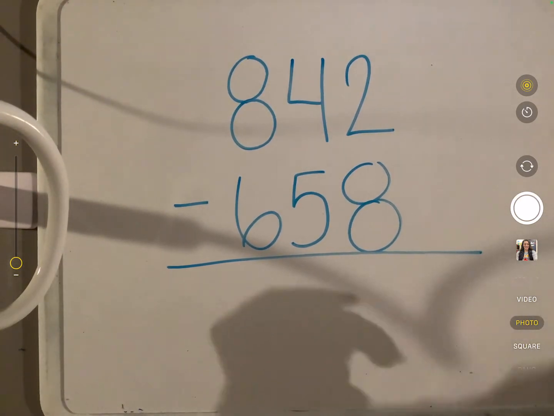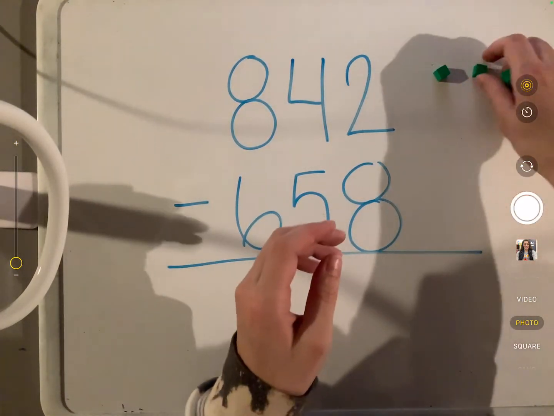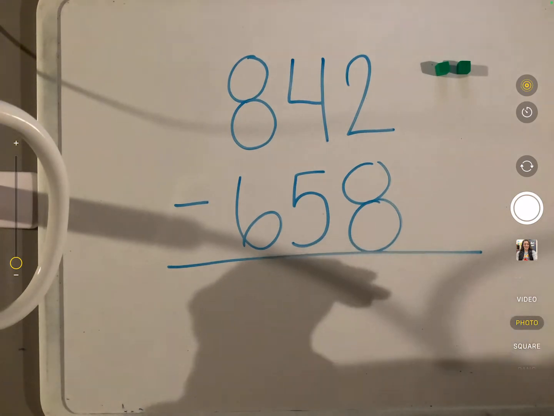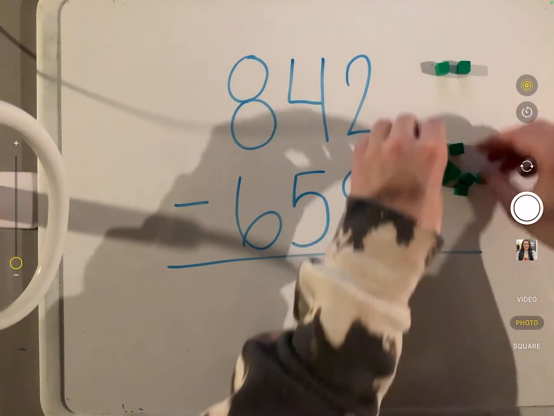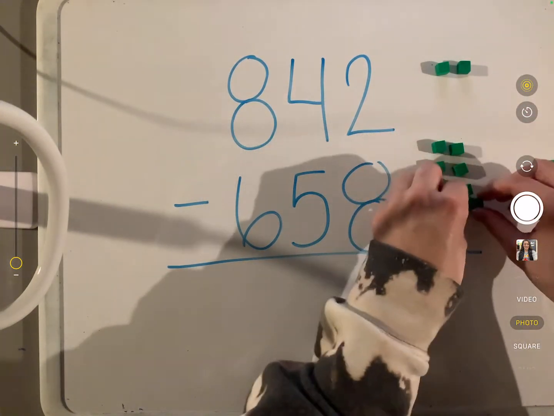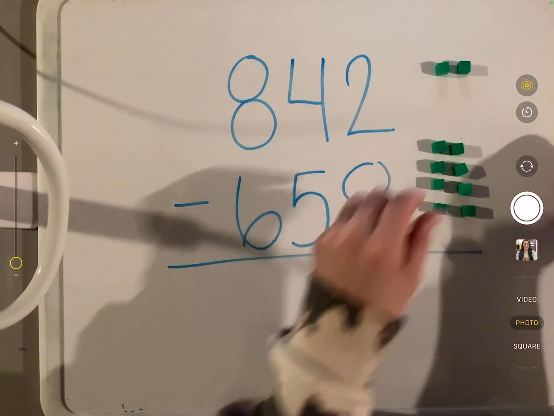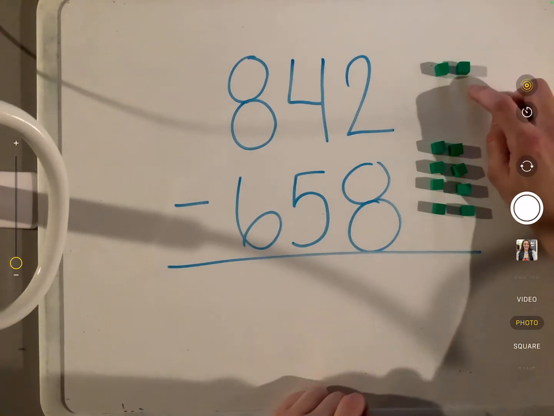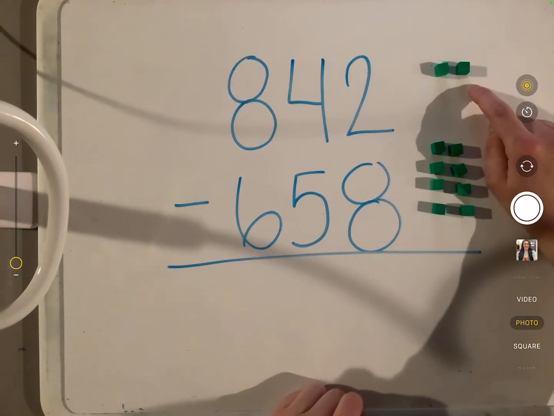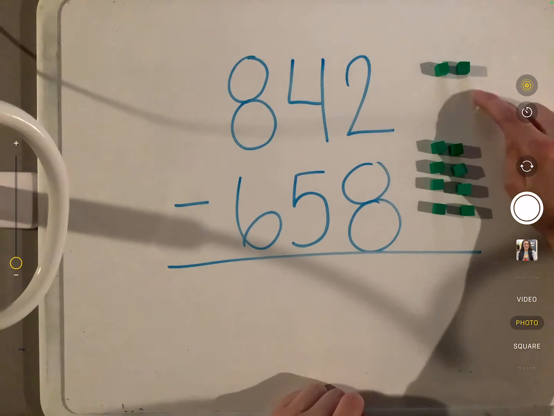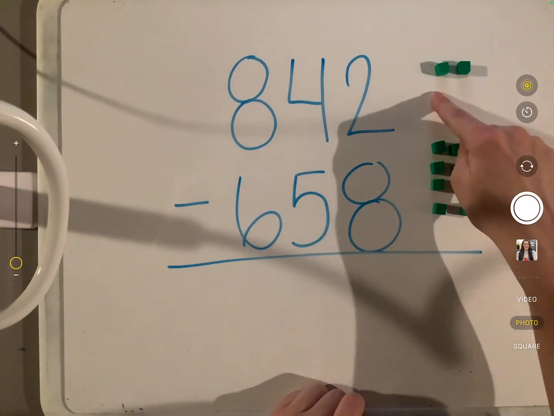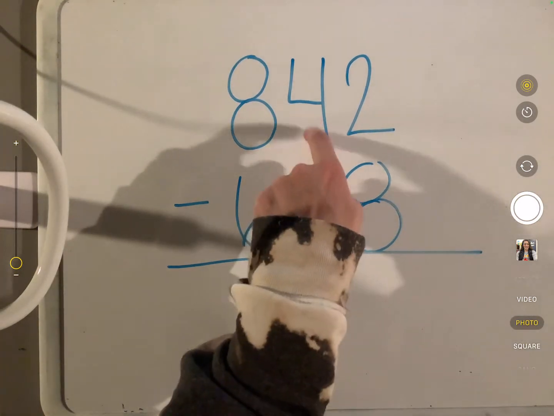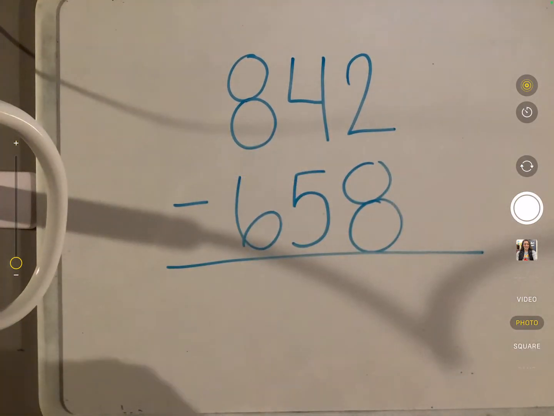If I have my Unifix cubes, and I have 2 cubes, and then down here, I have 8 cubes, okay? Can I take 8 away from this 2? No, I cannot take 8 away from 2 cubes because there's only 2 cubes. So what I need to do is I need to borrow from this 4, okay?